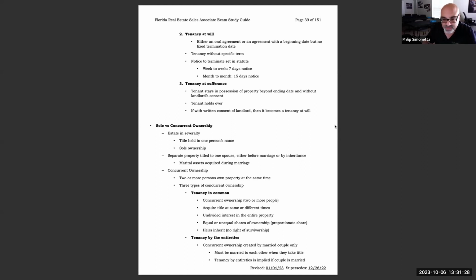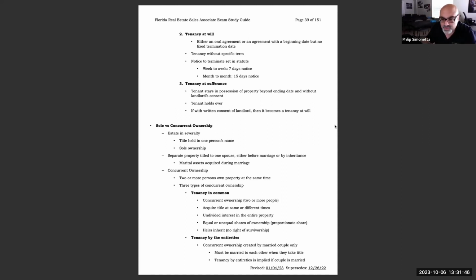So one person has undivided interest, they can come and go as they please, and so does everybody else. No one can tell somebody they can't come to the property. Okay, equal or unequal shares. It could be equally divided, or one can own more than the other. Okay, so it's called proportionate share.